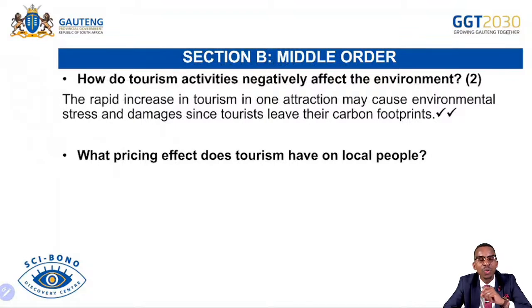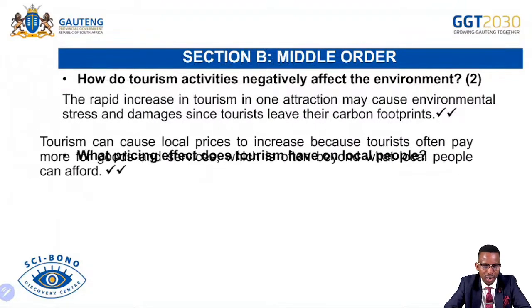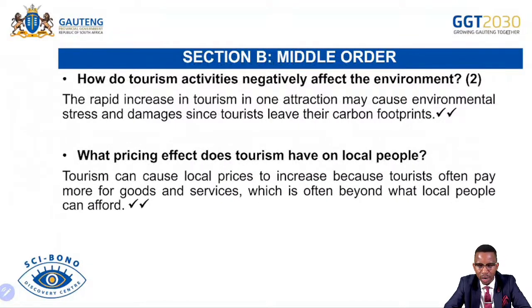They depend on these goods and services. So as they buy goods and services in this particular area around the attraction, they will be paying higher prices for goods and services because of tourism. Let's look at the answer. Tourism can cause local prices to increase because tourists often pay more for goods and services, which is often beyond what local people can afford.